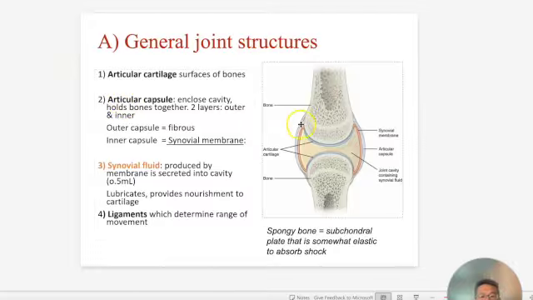So articular cartilage is on the surface of the bone. Okay, this is the articular capsule. This is the joint cavity where the synovial fluid is, produced by the membrane and secreted into the cavity. It lubricates and nourishes the cartilage. Okay, ligaments are on the outside. Okay, it determines the range of motion.